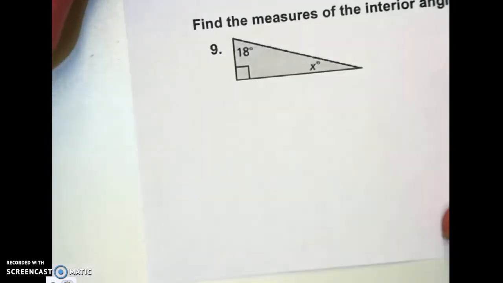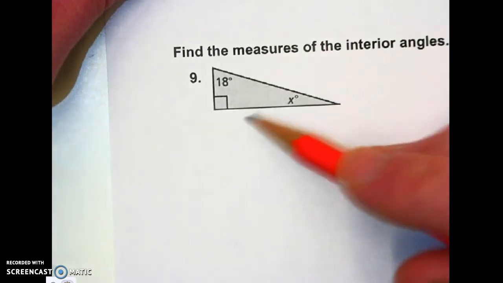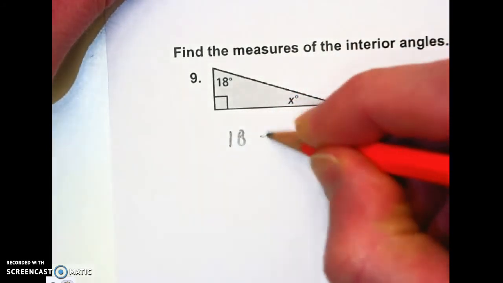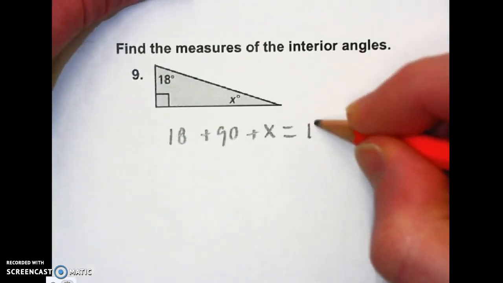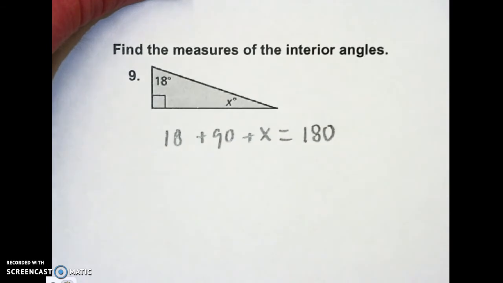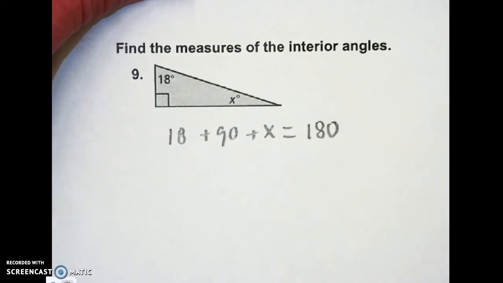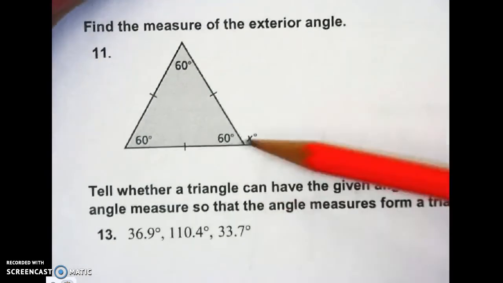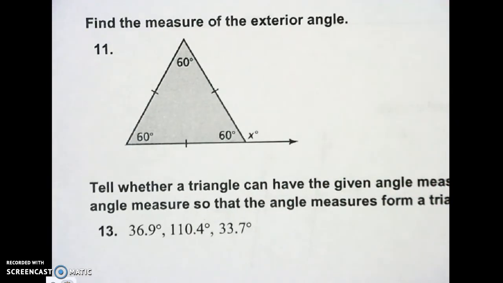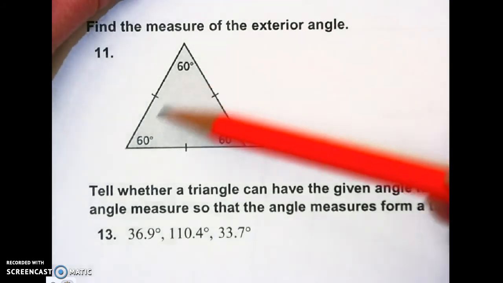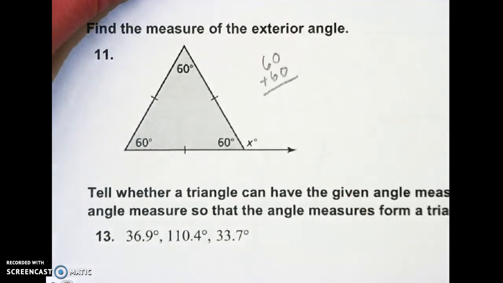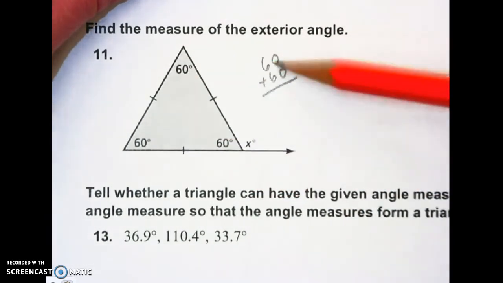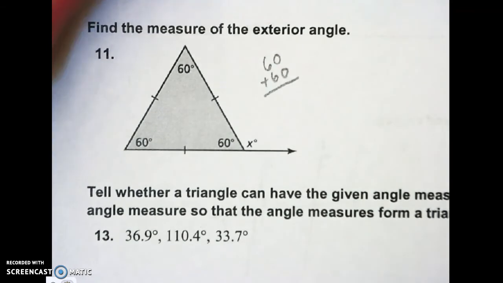Number 9, you just need to find the missing value. Remember, if you add up all 3 angles, the total degrees in a triangle is 180. So if you solve that, you will be able to find the answer. Should make 180. On the back side, there's a little trick for finding the outside angle of a shape. You add the 2 far angles. You add 60 plus 60, and that will get you this outside angle. So the 2 far ones on the inside, added up, give you the far angle on the outside.